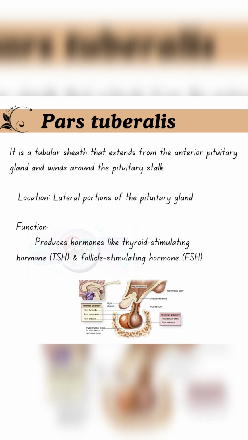Next, pars tuberalis. It is a tubular sheath, which means a sheet that extends from the anterior pituitary lobe and winds around the pituitary stalk. This is the pituitary stalk. It is located at the lateral portion of the pituitary gland. The function of pars tuberalis is to produce hormones like TSH and FSH. TSH means thyroid stimulating hormone. FSH means follicular stimulating hormone.